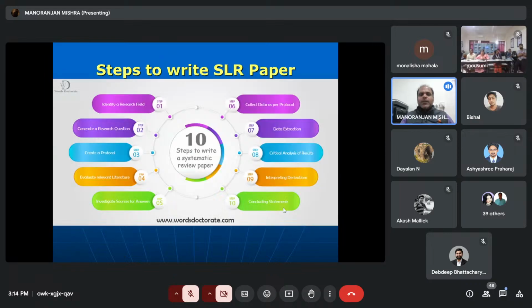I have already talked about this: identify a research field, then generate a research question. I'm just repeating. Then create a protocol like PRISMA, then evaluate the relevant literature, then investigate the source of the answers, collect data as per the protocol, then data extraction, then critical analysis of the results, then interpretations, then you write the concluding statements, or you write your paper. These are the 10 steps for SLR.